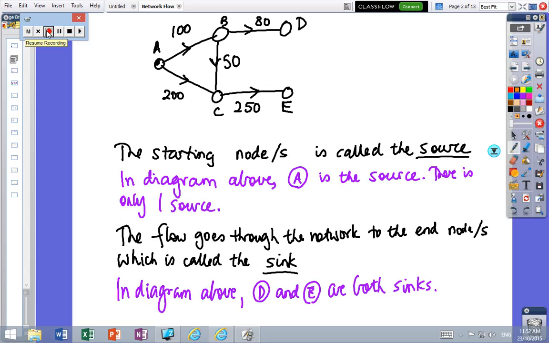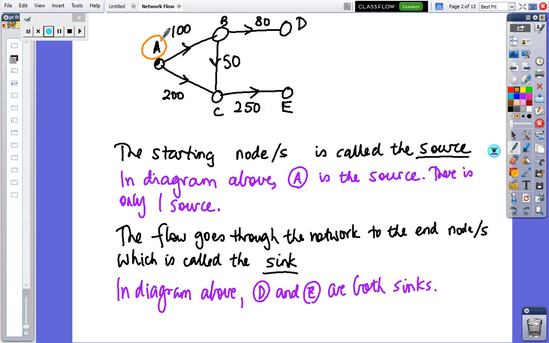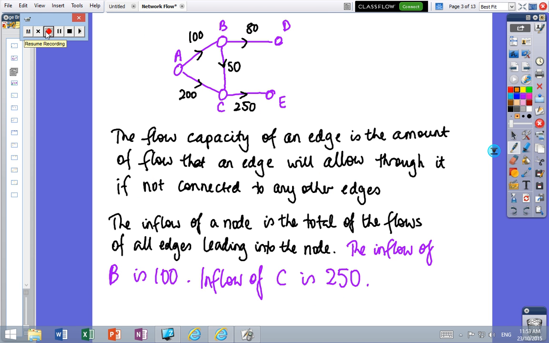So here we've got a representation of some nodes A, B, C, D, E. We've got directions and we've got numbers. So the starting node or nodes is called the source, and in the diagram above, A is the source, and we've only got one source. And we've got flow going along the network to the end, and the end is called the sink, and we have two endpoints. So in the diagram above, D and E are both sinks.